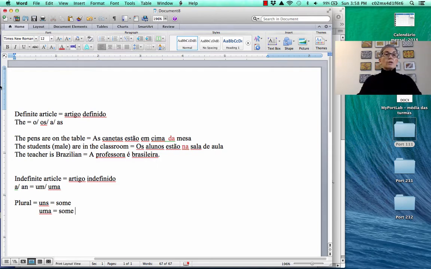Ok? So, this is what you need to know about the definite and indefinite articles, okay? And just remember that it's confusing sometimes because the definite article in Portuguese is the indefinite one in English. So sometimes you get things mixed up. So make sure you pay attention to that, okay?